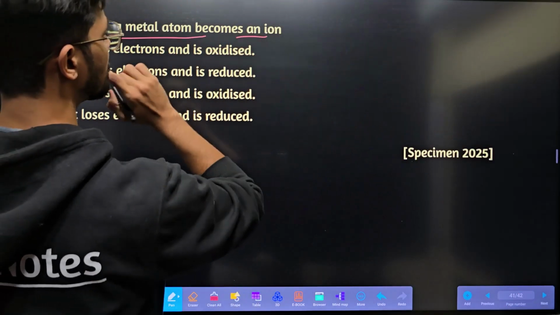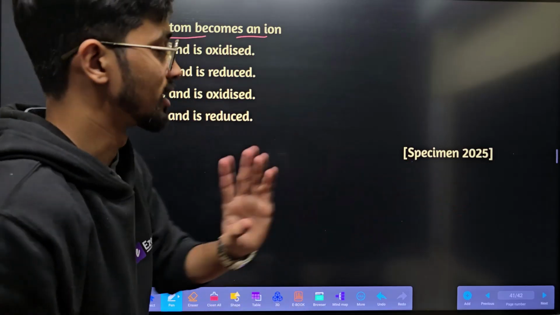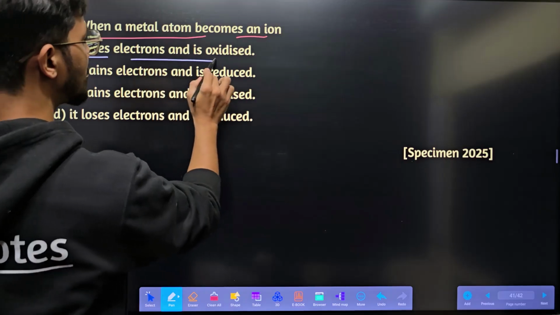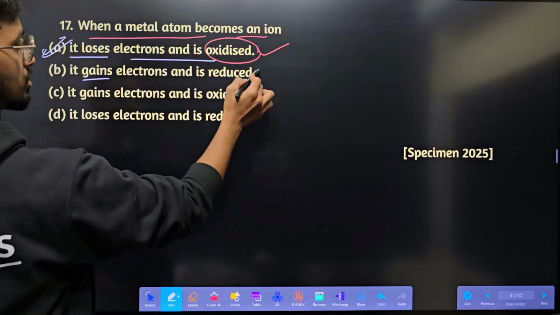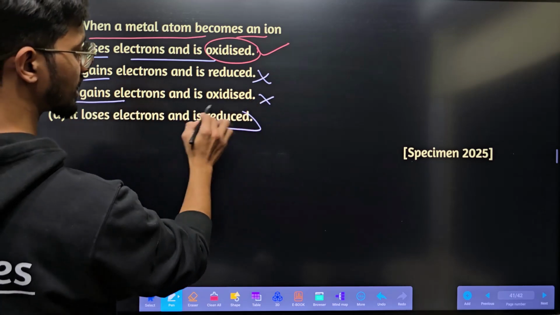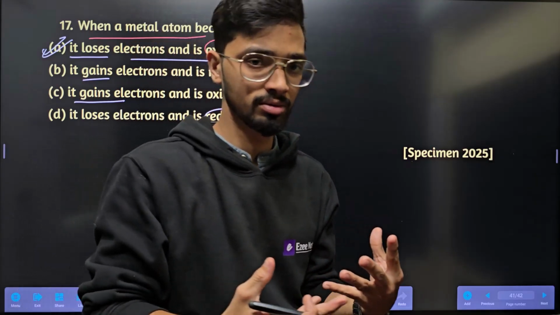When a metal atom becomes an ion, okay, metal becoming an ion while losing an electron. It loses an electron and is oxidized. Yeah, true. First option is right. It gains electron, no. It is getting reduced, no. It is losing electron and becoming oxidized.